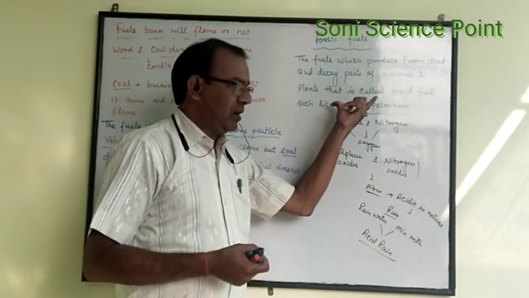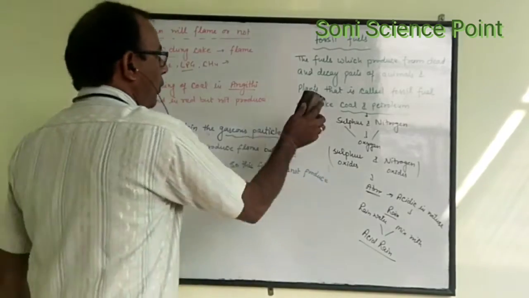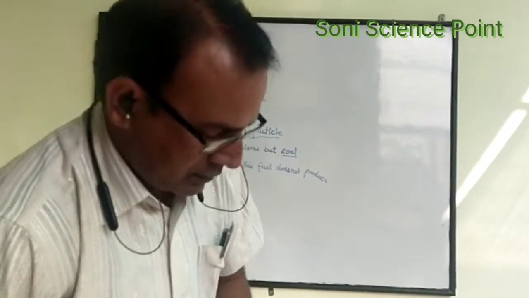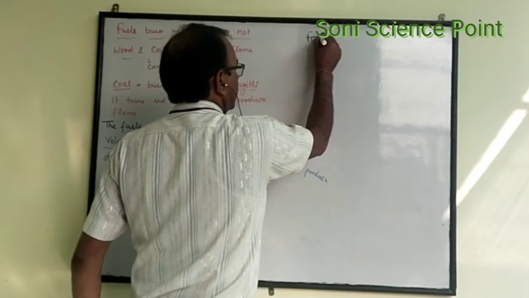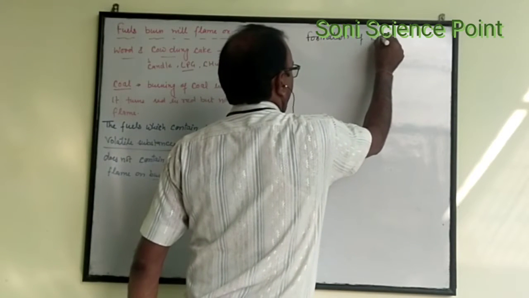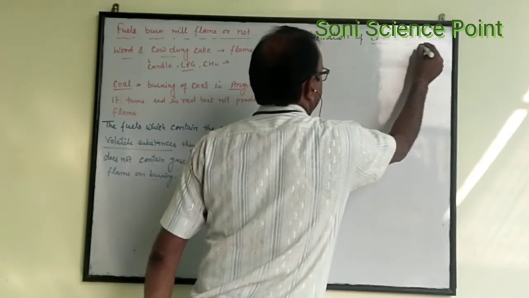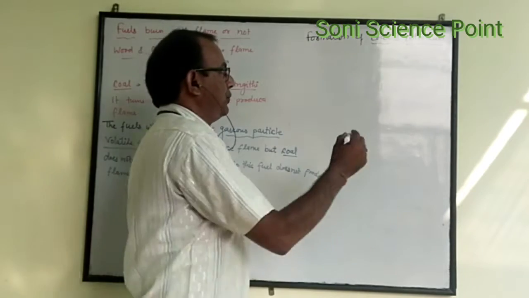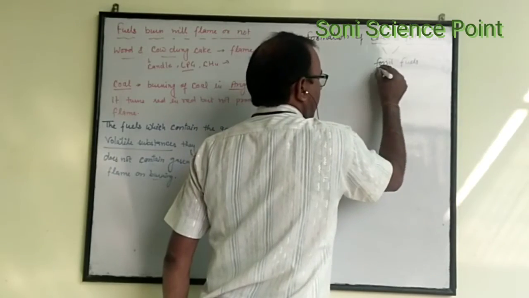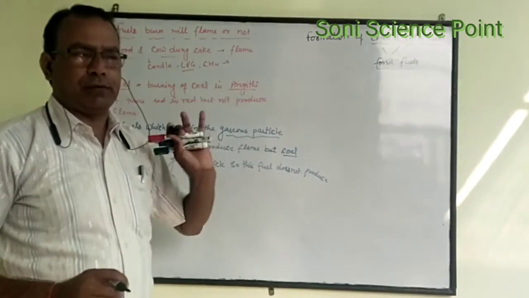These are the fossil fuels. How can the formation of coal and petroleum take place? The next topic is formation of coal and petroleum. As we have discussed, these two types of fuels are known as fossil fuels. Why are these fuels called fossil fuels? Because these are produced from the dead and decayed parts of plants and animals. So they are known as fossil fuels.